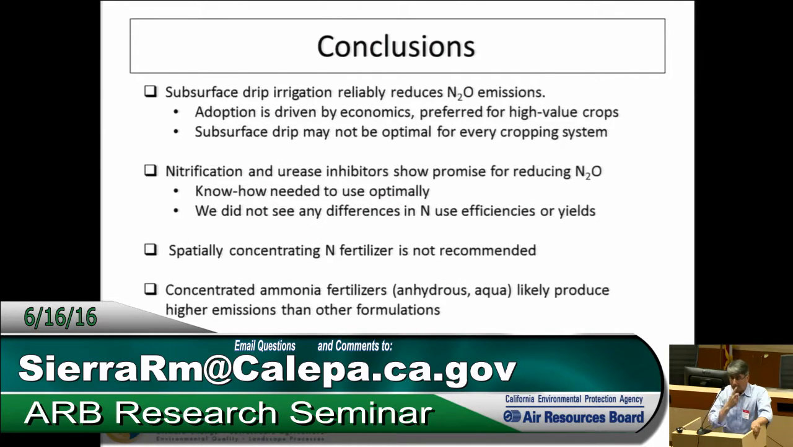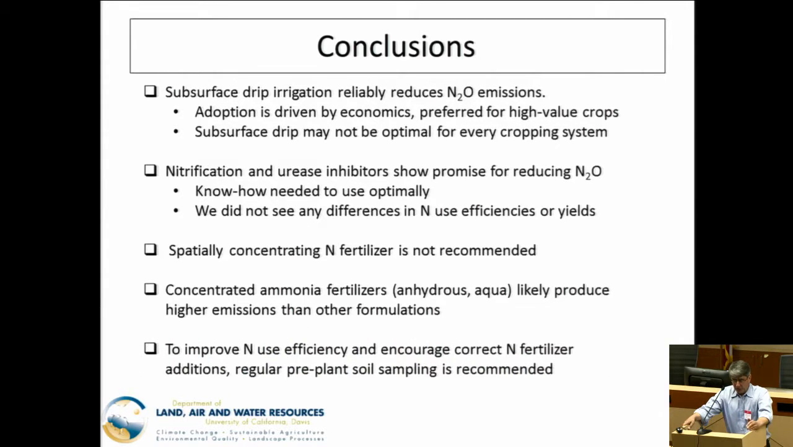So the main conclusions, or the main findings, are that the most reliable way to reduce the emissions would be by switching to subsurface drip irrigation. However, it may not be optimal for every system. We cannot irrigate all ag systems with drip. And mainly it's a very big investment, and it works only for high value crops. I'll show you the economics in the next slide.